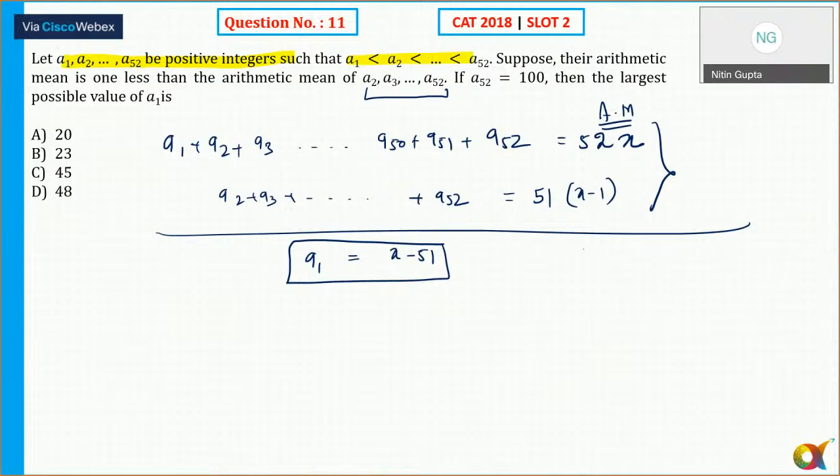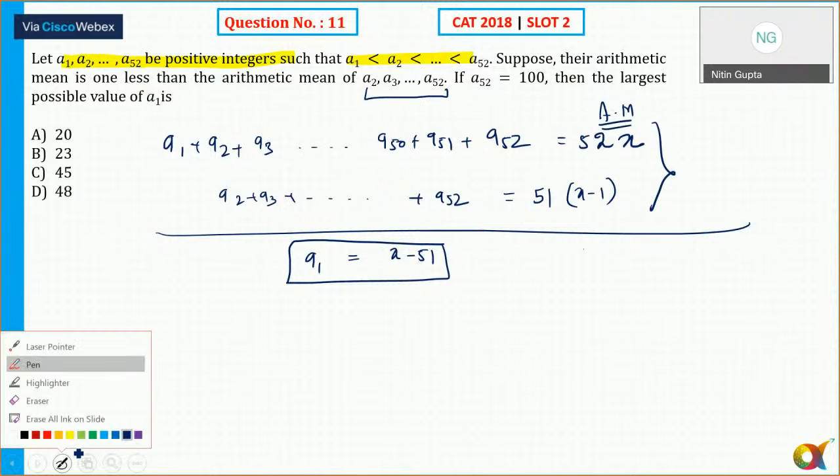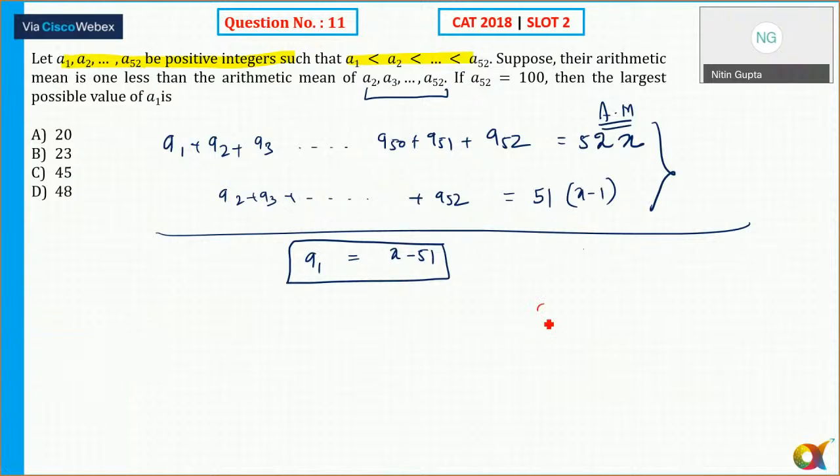Now we know that A52 is equal to 100. Okay, A52 is equal to 100. So I can say the last number A52 is equal to 100. And so until I can say that is equal to 2, 3 and so on.